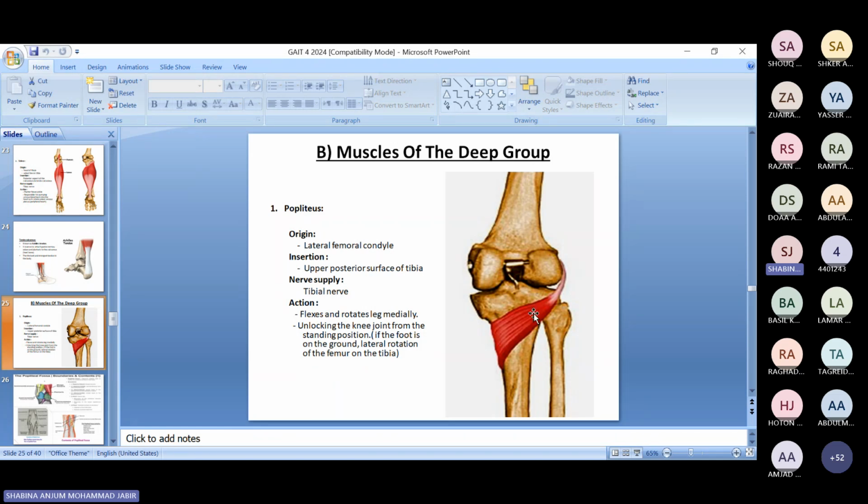It will take origin from the lateral side of the femoral condyle, and it is inserted over the posterior part of the upper side of the tibia. What is the action? If you see in the books, they have mentioned many actions. We will just remember that it is a flexor, and it will help in unlocking of the knee joint from the standing position. So flexion and unlocking. Don't worry, I will tell you about the joints and also about the unlocking.